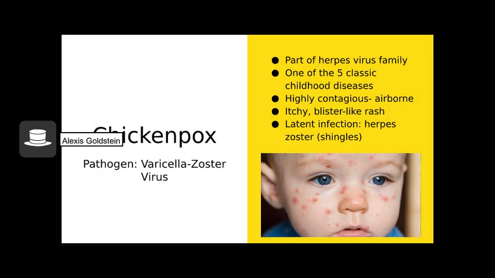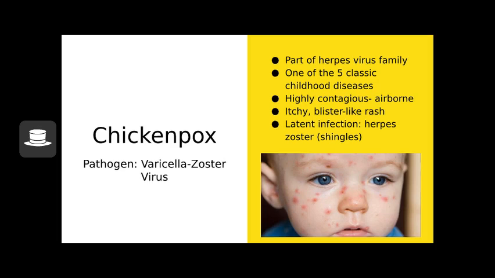The varicella-zoster virus causes the disease varicella, which is more commonly known as chickenpox. This virus is part of the herpes virus family, and chickenpox is one of the 5 classic childhood diseases. The most iconic symptom is an itchy, fluid-filled blister rash that begins on the face, chest, and back and then spreads over the entire body.